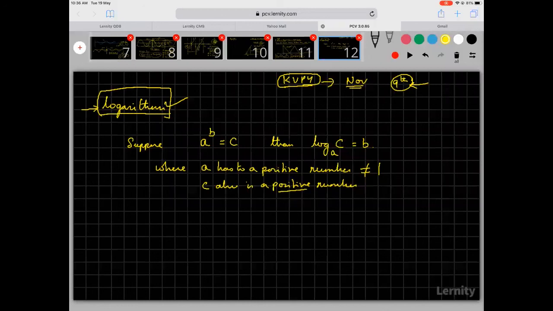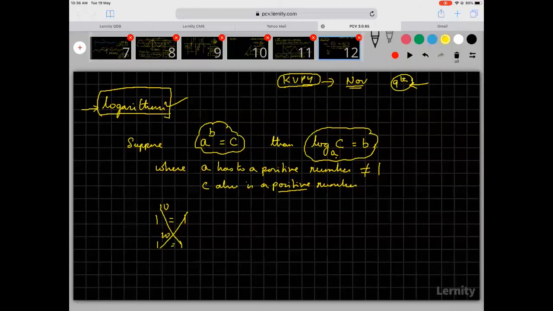Why can a not be equal to 1? Because 1 power 10 is equal to 1. 1 power 20 is also equal to 1. So it doesn't work out. So if a power b is equal to c, then log of c to the base a, the way it is read, log of c to the base a is equal to b.